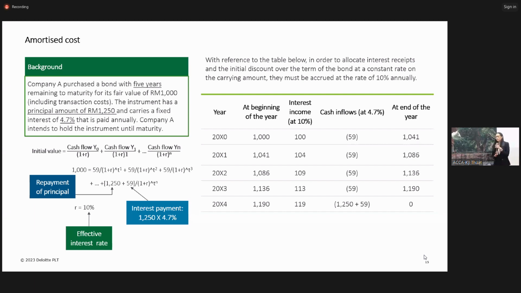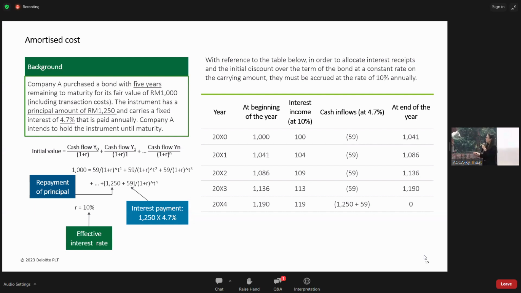Okay, so for amortized costs, this is what we call an amortization table, or sometimes people would refer to it as a present value table. So this is something that we always use. We use the Excel function to help us to compute this table. And to illustrate how we do an amortized cost, let's say I have a financial asset that is carried at amortized cost, this is the figures that I expect to plot into my financial statement on a year-to-year basis.